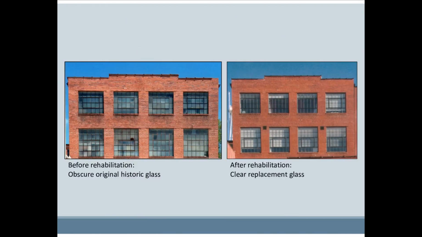Some historic windows had obscure glass, particularly steel industrial sash. Although retaining the obscure glass might be desirable, it may usually be replaced with clear glass if its retention would limit the new uses for the building.